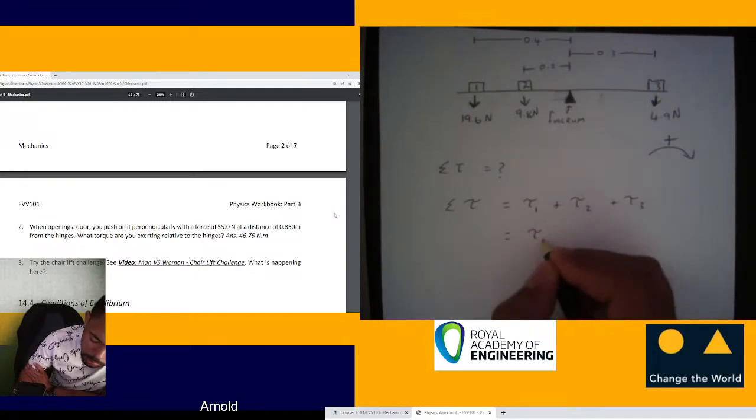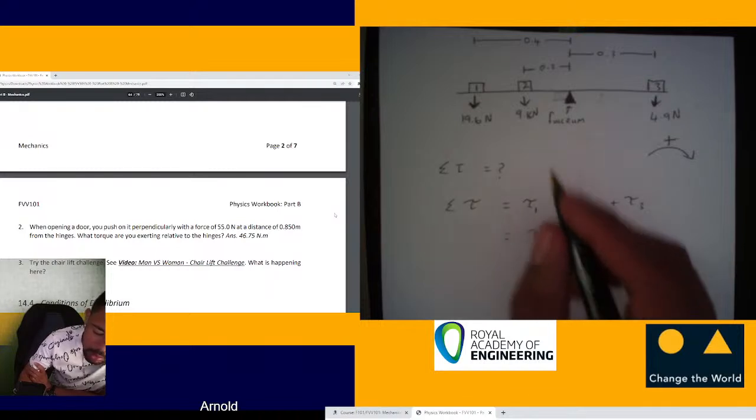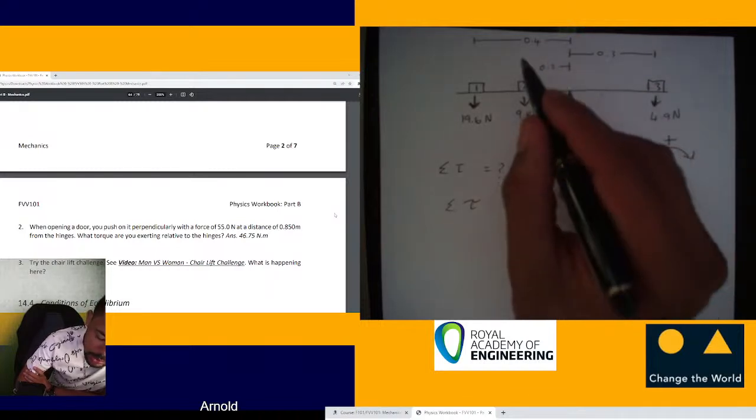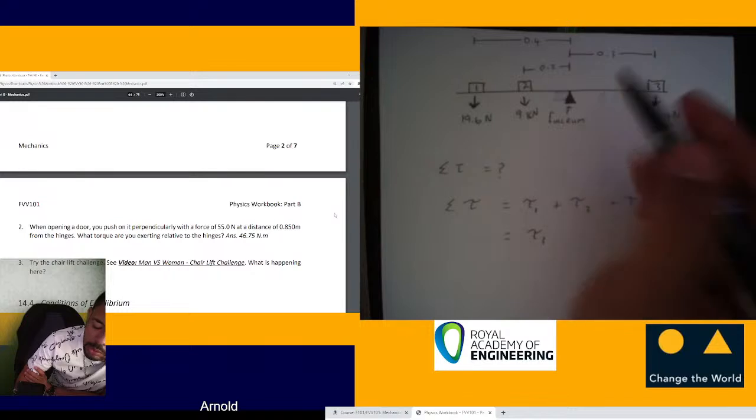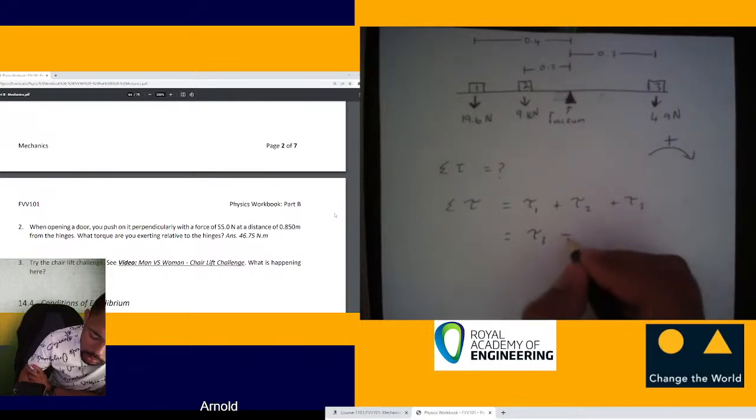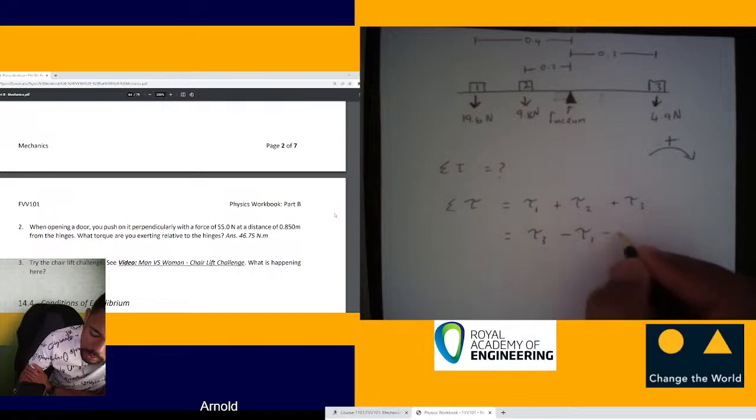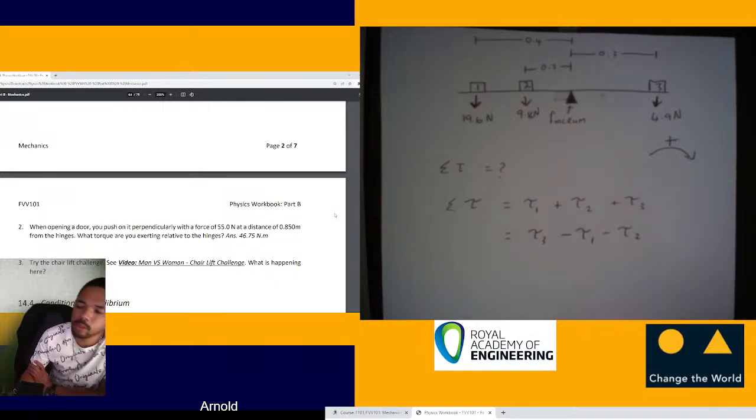So torque number 3 will have a positive in front of it, while this one will cause an anti-clockwise torque, while this one will also cause an anti-clockwise torque. So they will have negatives in front of them. Okay? So T1 and T2 will have negatives in front of them.